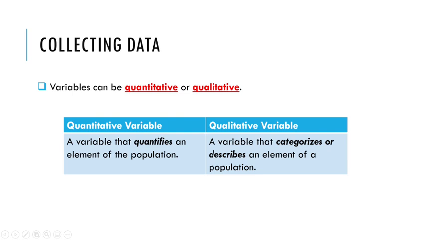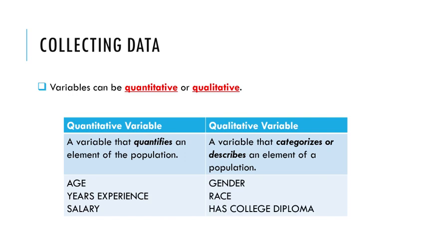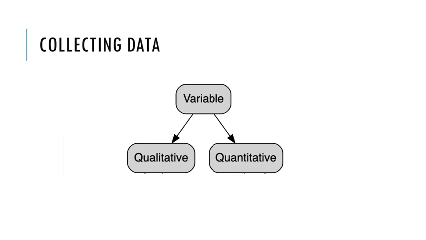So what might be some examples? Well, variables that quantify: age, years of experience, salary. Do we agree that those are all quantitative variables? Qualitative variables that categorize or describe might include gender, it's a description; race, it's a description. Do you have a college diploma? That's a yes/no question. It's not a quantification. So that would also be a description. So quantitative versus qualitative variables.